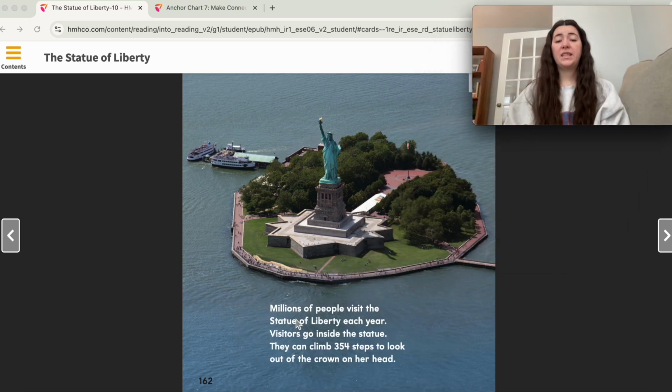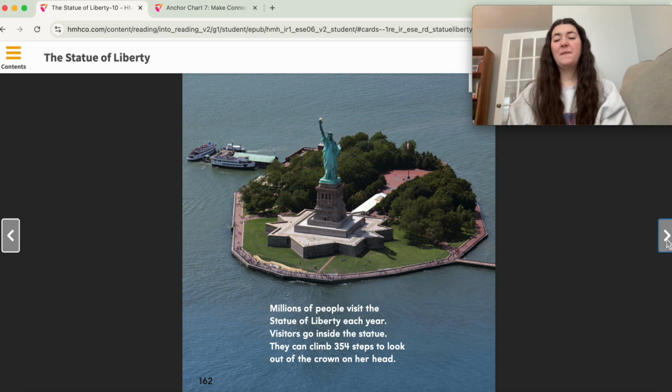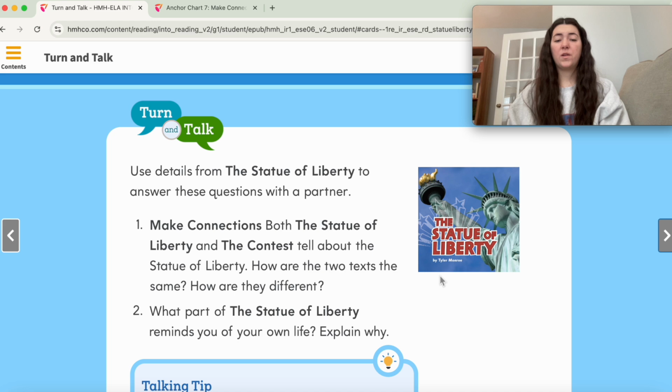Millions of people visit the Statue of Liberty each year. Visitors go inside the statue. They can climb 354 steps to look out of the crown on her head. That's crazy. That's so many steps. All right, so that is the end of our story.